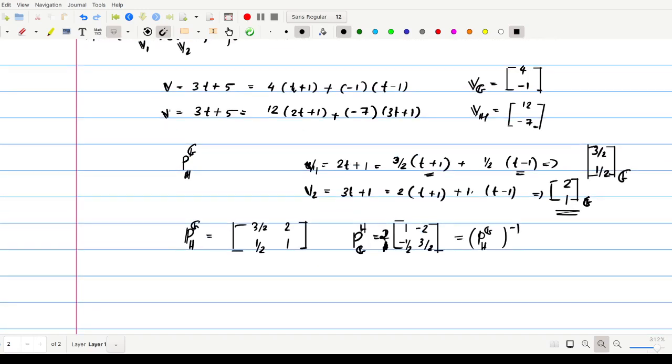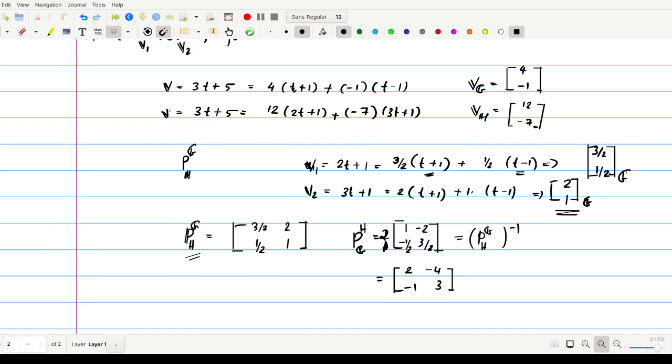When you multiply it with 2, the first entry will be 2, the second entry will be minus 4, this entry will be minus 1, and this will be 3. So this will give you the matrix PGH. From this PHG you can write PGH as well.